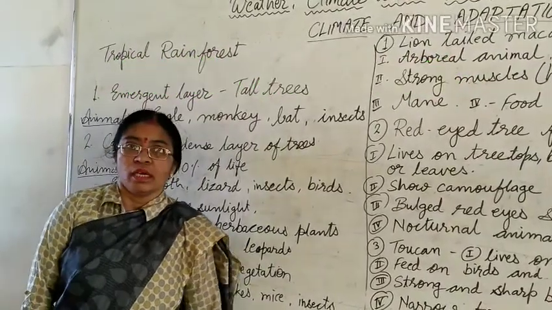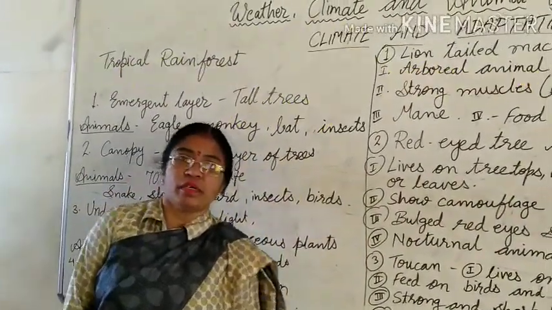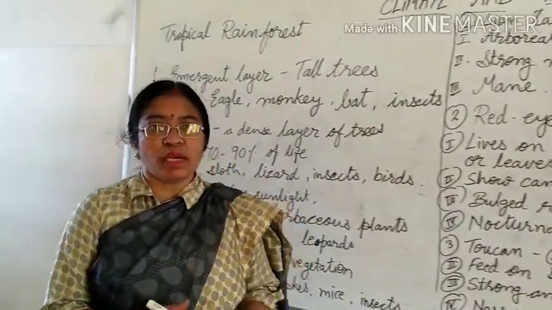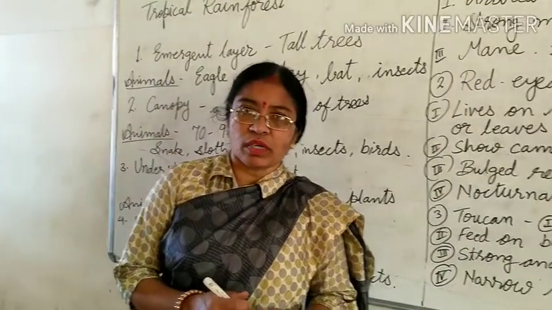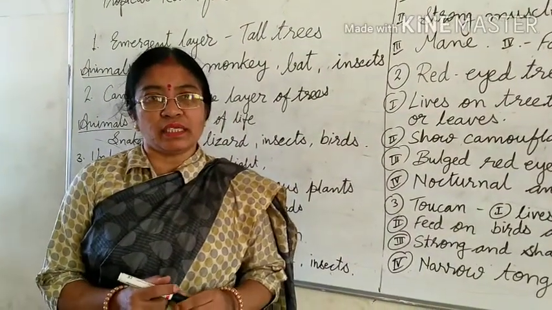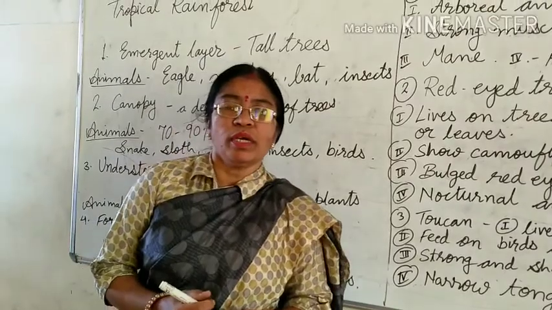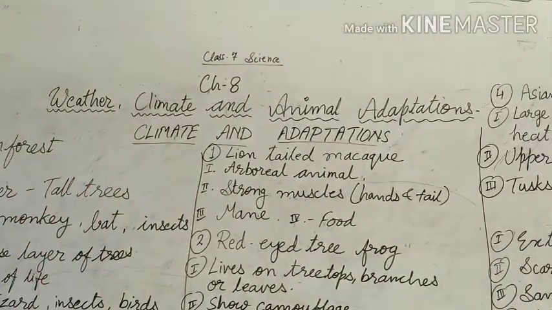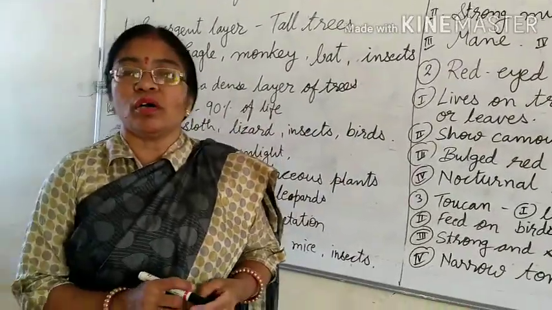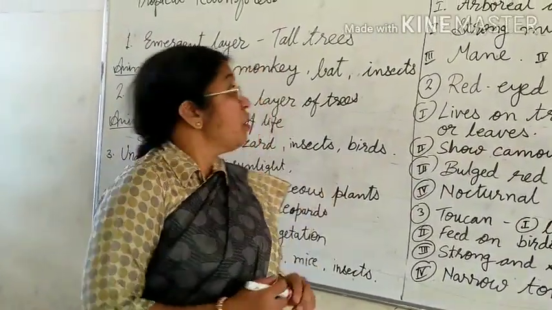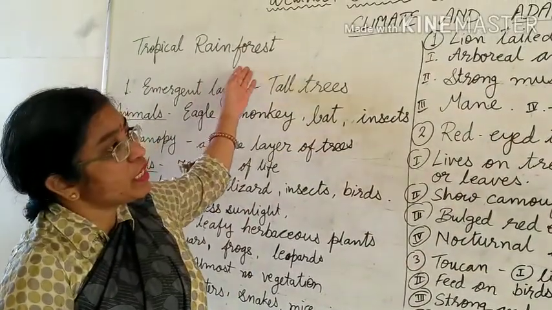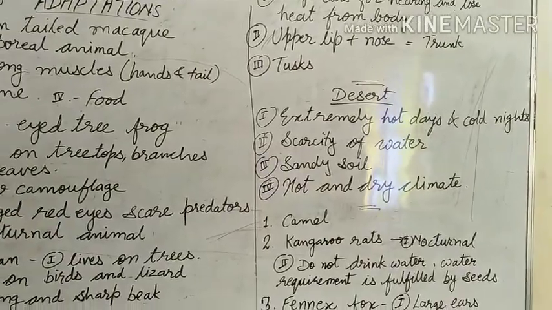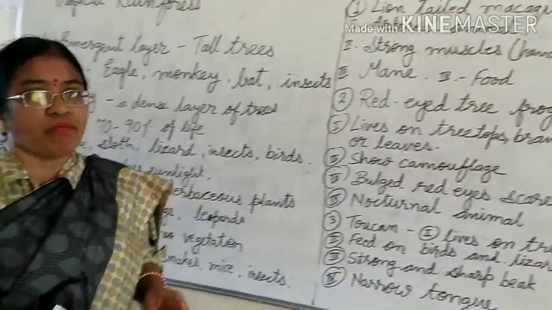Hello students, in the last class we were learning about the effect of climate on different organisms and how they get adjusted in their surroundings. Today we will continue the same topic, climate and adaptation, but this time we will talk about different organisms found in tropical rainforest and desert areas. In these two types of regions, different organisms are found.